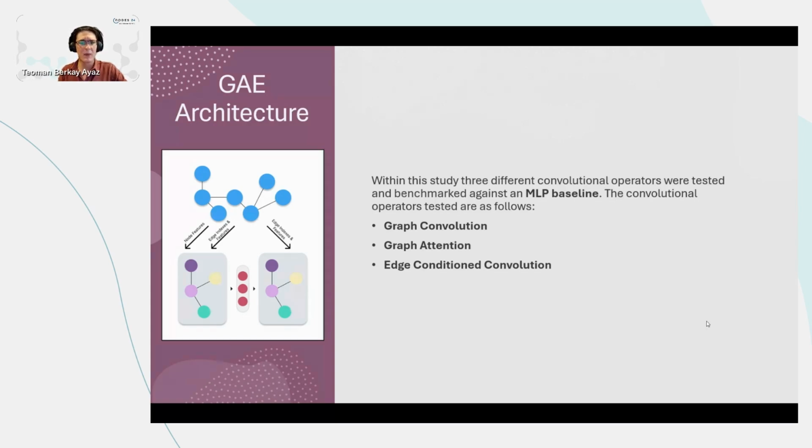For this study, we used an MLP-based baseline for benchmarking purposes, and then we used three convolutional operators, one of them being the basic graph convolutional operator, the second being the graph attention convolution, which uses an attention mechanism, and then the last convolutional operator we tested with is the edge condition convolutional operator. As I've mentioned, the main reason why is because it uses dedicated neural networks as parameters. It makes for a great general purpose edge convolutional operator.